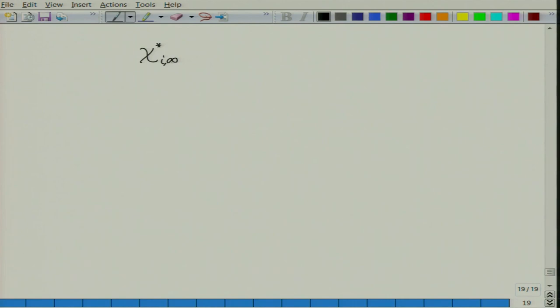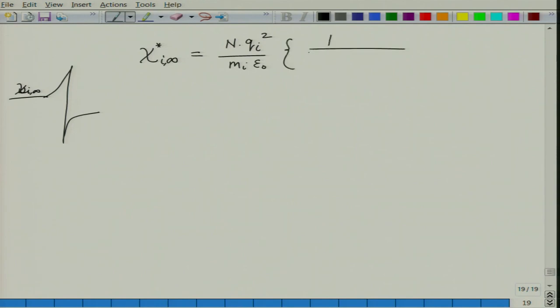So natural frequency, since we will see, we will have a resonance like this. When you measure them below the natural frequency, it is chi I infinity. Okay, that is a nomenclature thing, but basically chi I infinity can be written as n into qi square divided by mi into epsilon naught into 1 divided by omega naught I square minus omega square plus I gamma I omega.